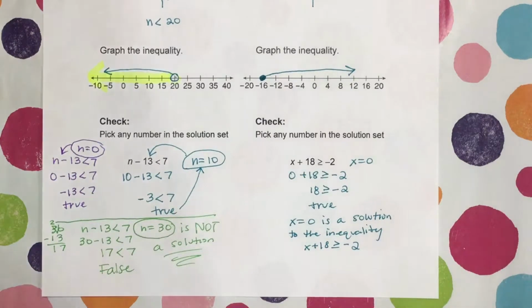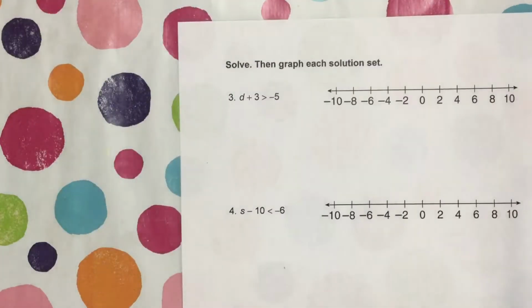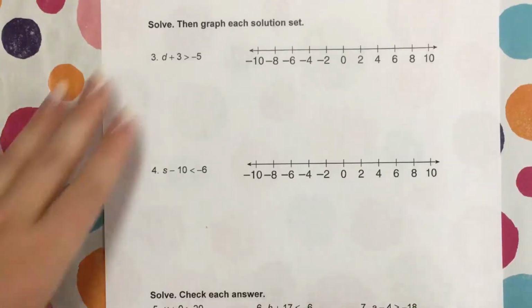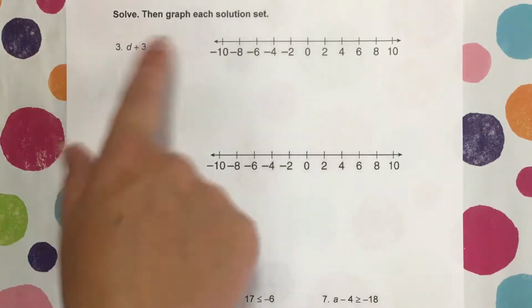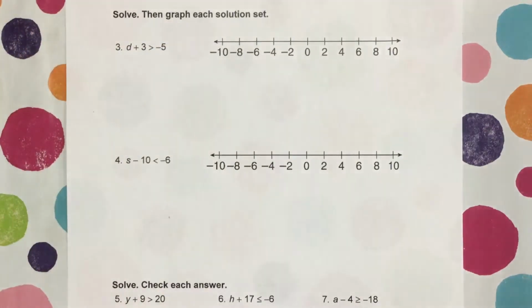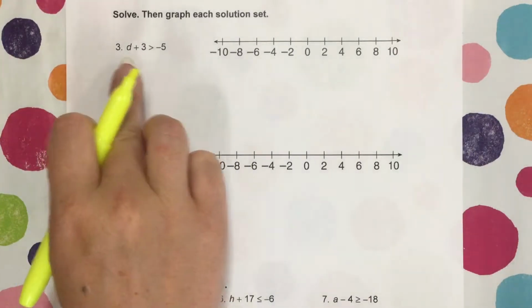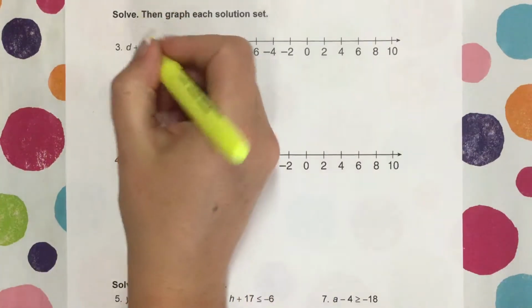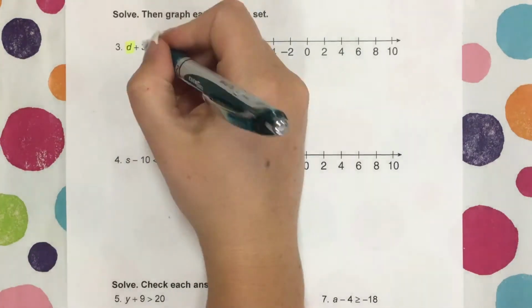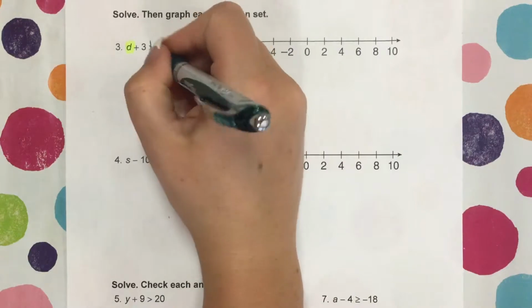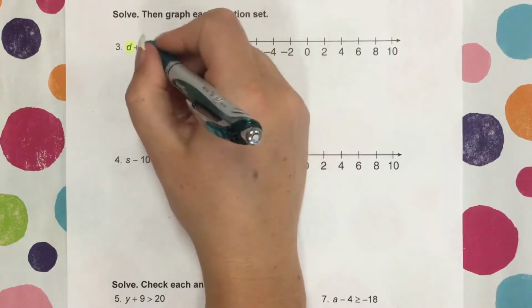All right, let's move on. Go ahead and turn the page. Let's move on to problem number 3. And we're just going to go ahead and solve these and graph. So solve, then graph each solution set. So we're trying to figure out what D is. We have number 3: D plus 3 is greater than negative 5. So we're trying to isolate D. We're going to treat this as an equal sign, which splits the inequality into two sides.